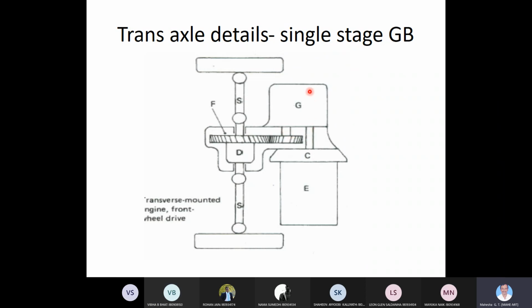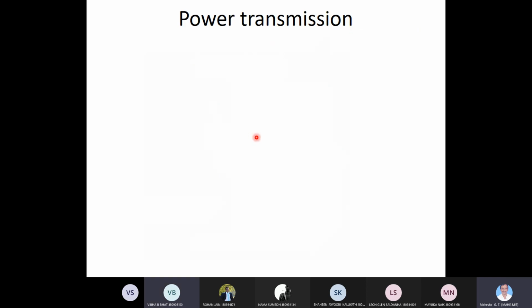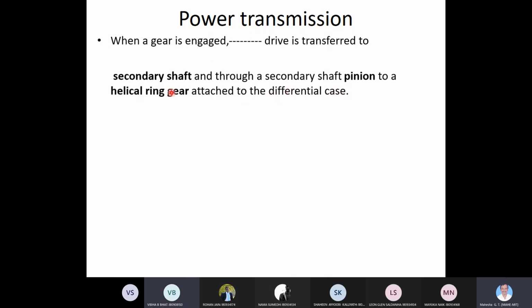Here is the shaft, that is the primary shaft, and this shaft is called the secondary shaft, wherein constant mesh gears will be there in the gearbox. And I told about single stage reduction that is taking place here. Secondary shaft is also provided with a helical pinion. This is the helical pinion which is driving another helical ring gear or bull gear, and hence drive is transmitted to the differential. That is what is illustrated here.